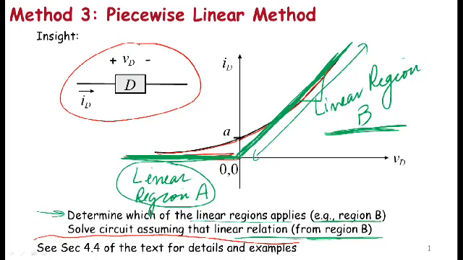Well, if VD can vary across an element and the current doesn't change through it and the current is zero, then that's an open circuit. So in this case, it behaves like a resistor, and in this case, the device behaves like an open circuit.